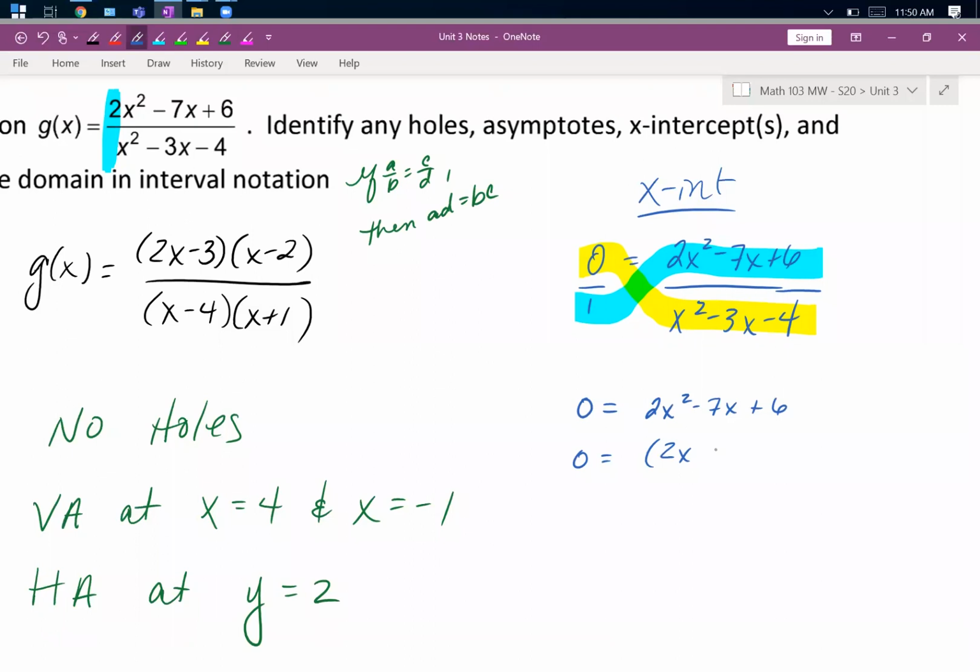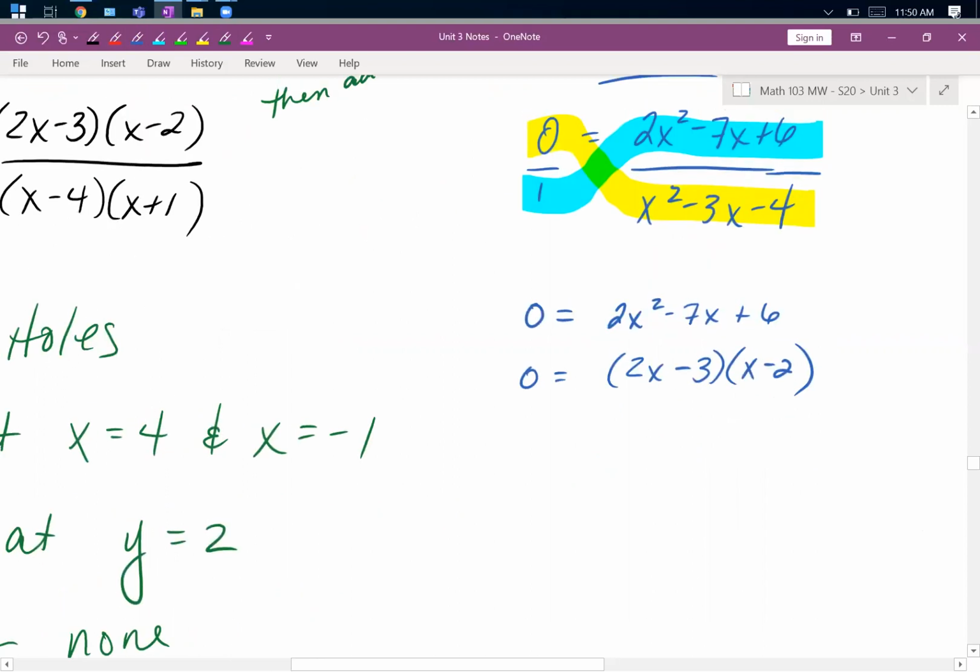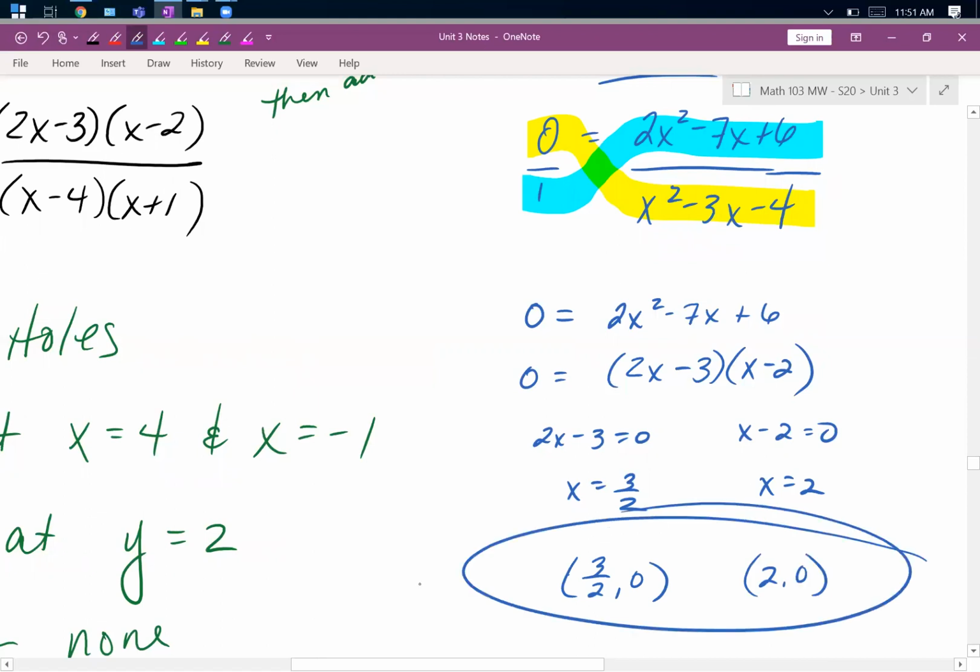All right, so I'm just going to steal the work I already did from over there. And then we'll set each of these factors equal to 0, solve, and then we'll have our intercepts. So we get 3 halves and 2, but we need to be sure to write our x-intercepts as ordered pairs. And there we go. Questions, anybody on our x-intercepts?